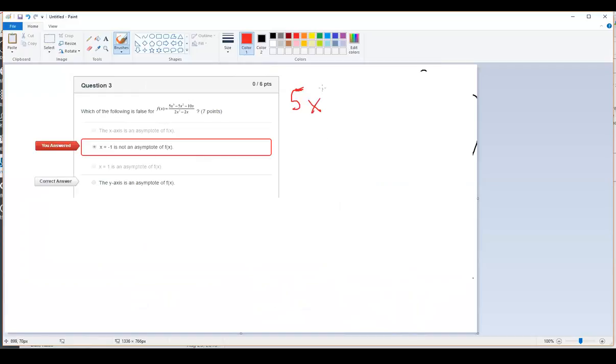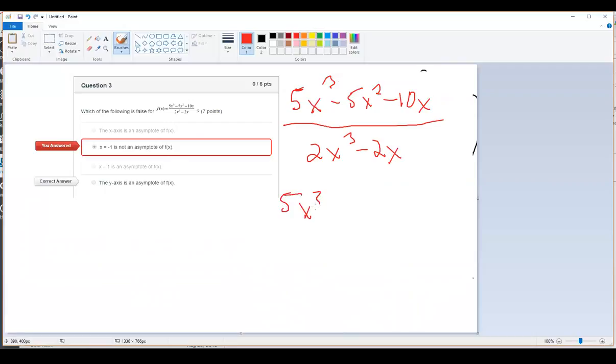So I'm seeing 5x cubed minus 5x squared minus 10x. And I've got a 2x cubed on the bottom, minus 2x. So they're asking us which of the following is false. So there's the x-axis asymptote. The x-axis is the asymptote of y equals f of x. Well, let's see. It is the equal power of x to the third over x to the third. So that means I can ignore everything except the x to the third term. So 5x cubed over 2x cubed, because remember what I'm doing, I'm taking the limit as x approaches infinity.